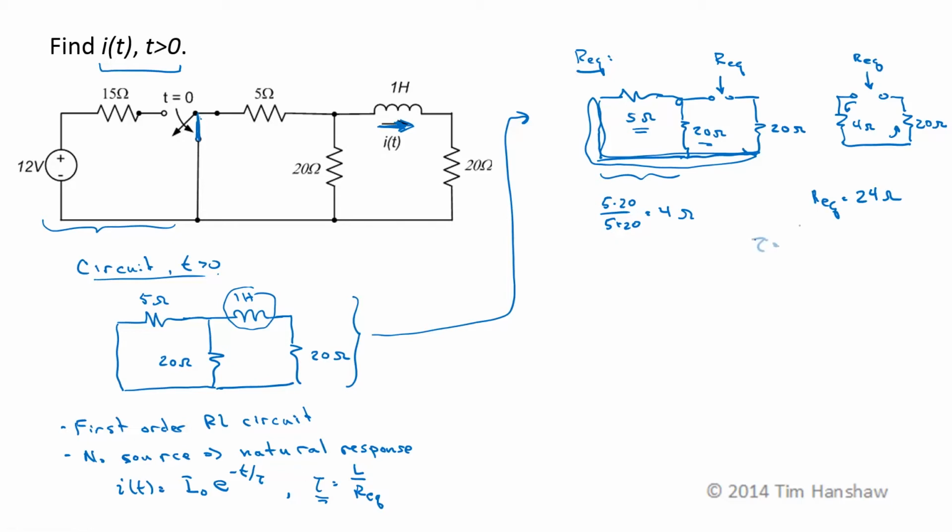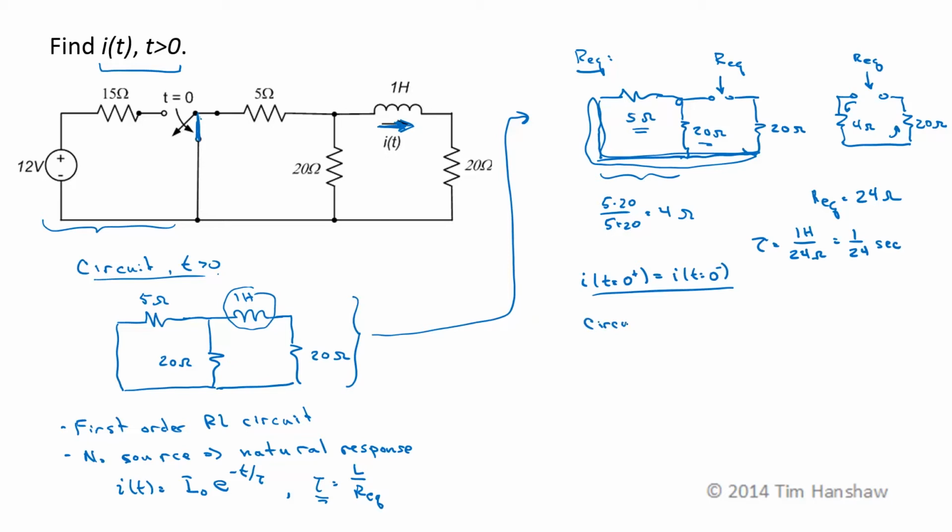And tau is going to be L over Req, so it's going to be 1 henry over 24 ohms, which is 1 over 24 seconds. Finally, we need an initial condition. So we need i at t equals 0 plus, just after the switch moves. An inductor can't change its current instantly, so this is the same as i at t equals 0 minus.